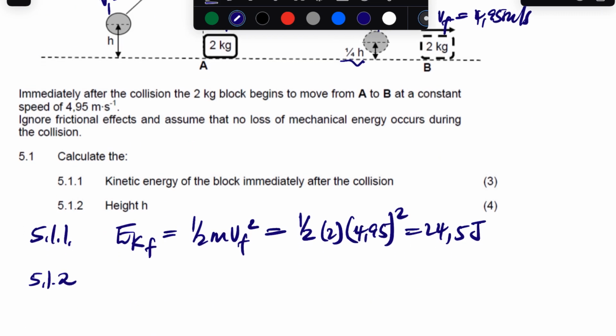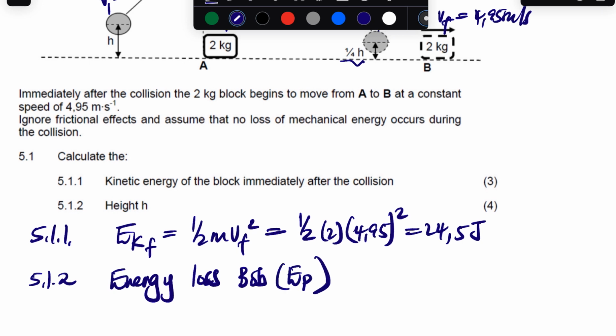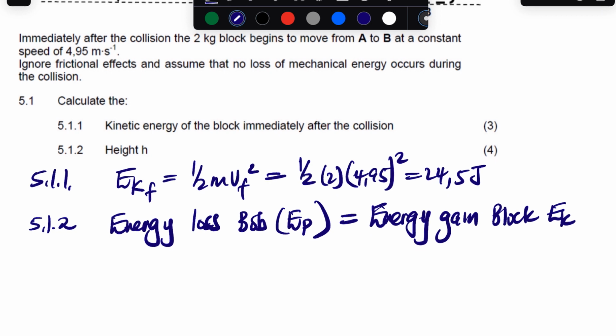So what are we going to say? We'll say the energy lost by the bulb through the gravitational potential energy is equal to the energy gained by the block through the kinetic energy, right? It's very important, guys, to understand that.